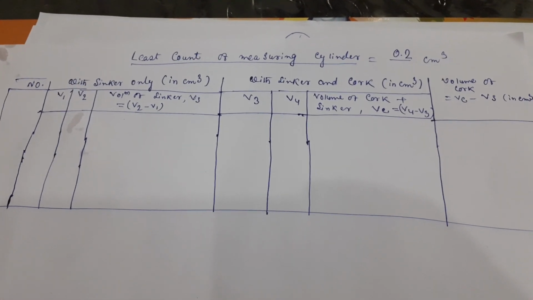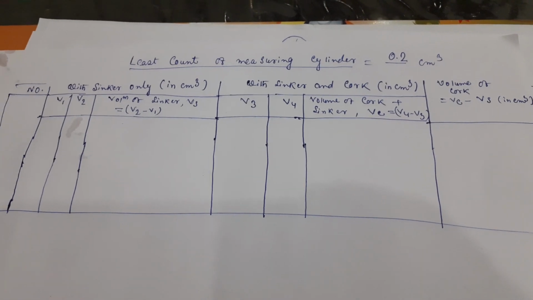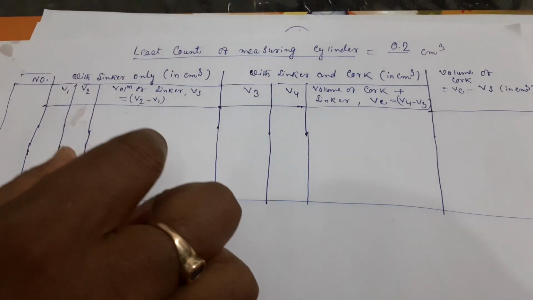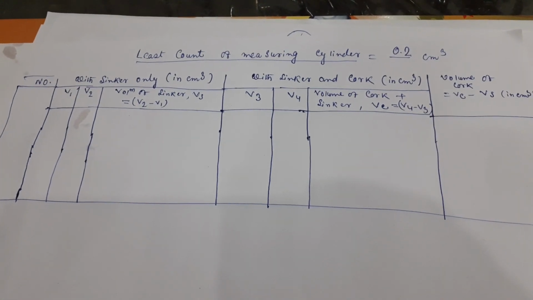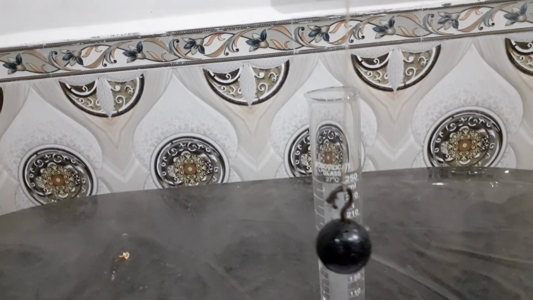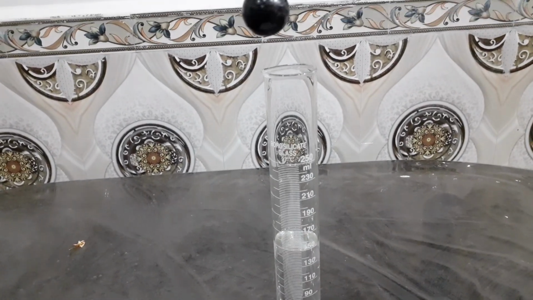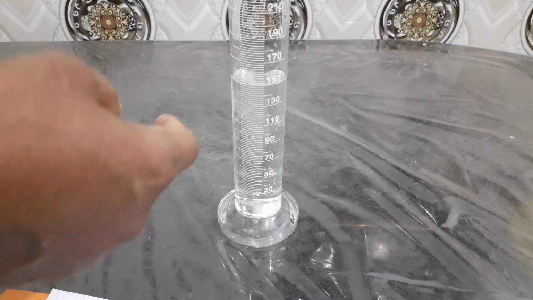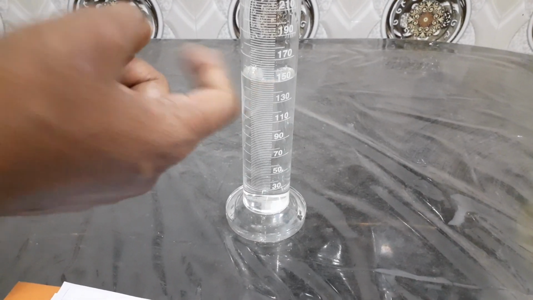Now the practical, what you will do, first of all, with the help of the sinker we will calculate all these things. I will tell you one by one. Now see here, in this case this is a sinker. Okay, this is a sinker that I will just put inside the liquid. First, the water level is now at 150. Okay, it is present at 150.